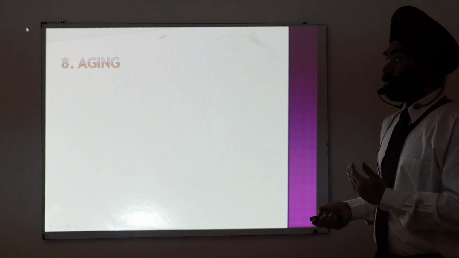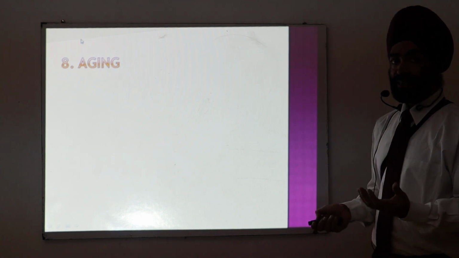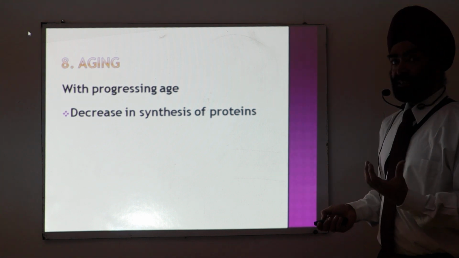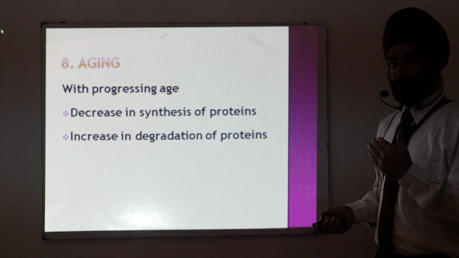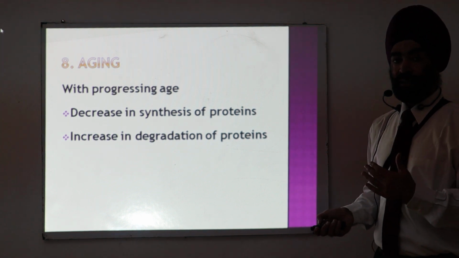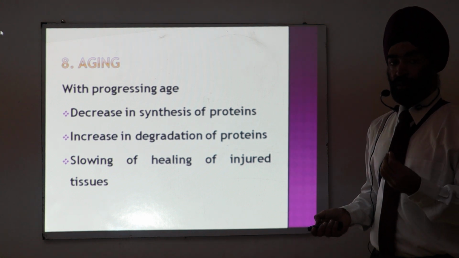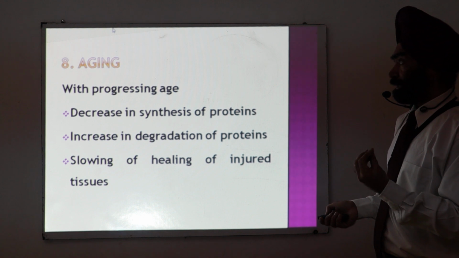Now, aging, a very important thing. You do all kinds of things, but age is going to increase. Aging itself is a cause of injury. With progressing age, what happens? There is a decrease in the synthesis of proteins, but an increase in degradation of proteins. So there is an imbalance. More proteins are degraded, fewer proteins are formed. As a result, if there is any injury to the body, it is not going to heal, or if it is going to heal, it is going to heal in a very slow process.